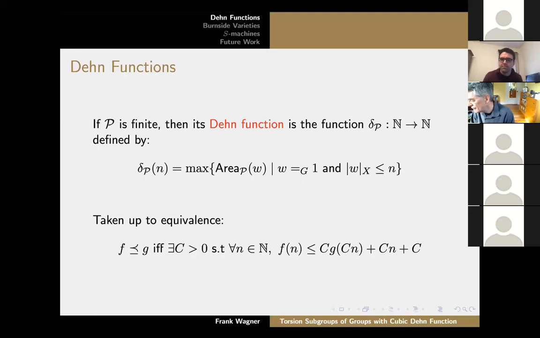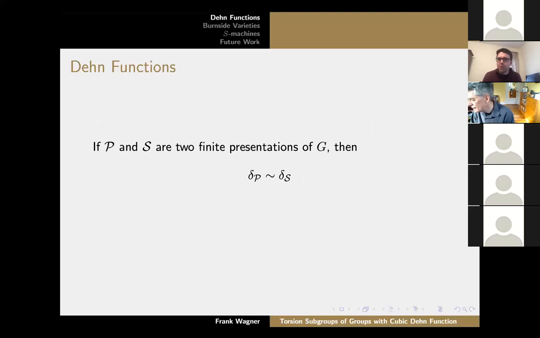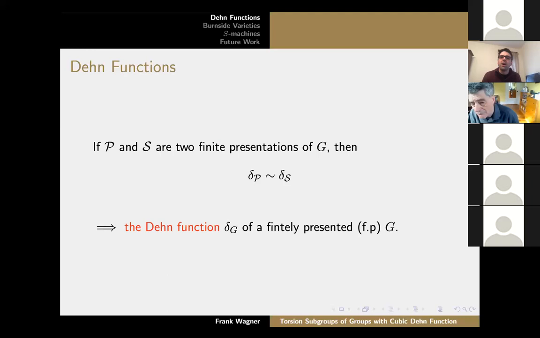It's easy to see that if we have two finite presentations of the same group, then their Dehn functions are going to be equivalent up to this equivalence that we establish. So that allows us to, instead of talking about the Dehn function of specific presentations of a group, just talk about the Dehn function of this finitely presented group.